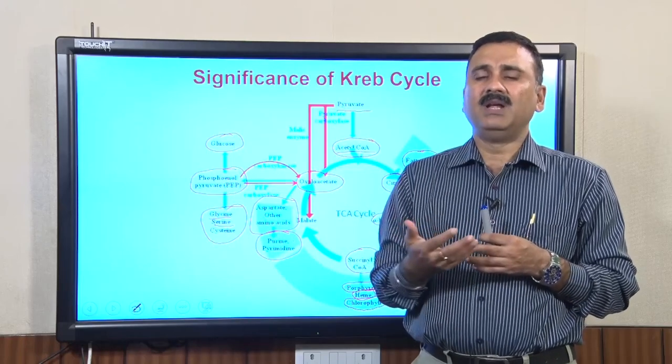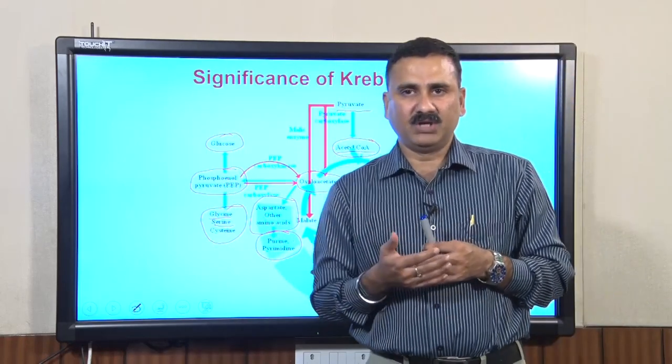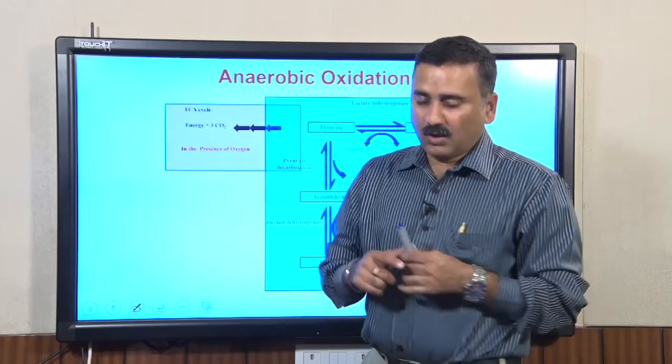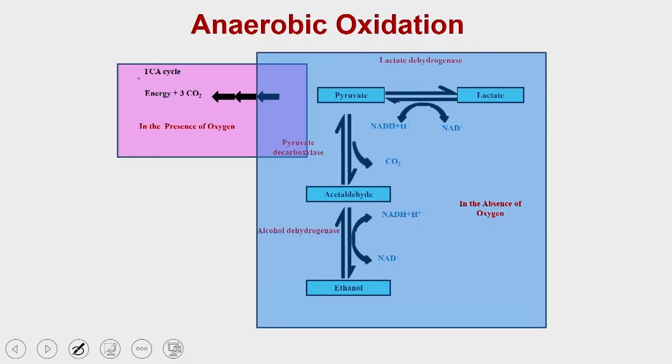But what will happen if there is no oxygen in the environment, or there is low oxygen? As we discussed, if there is oxygen, the TCA cycle will run and produce carbon dioxide and energy in the form of ATP. So if oxygen is present, the TCA cycle will run, generate three molecules of carbon dioxide, and process the reducing equivalents to generate ATP.